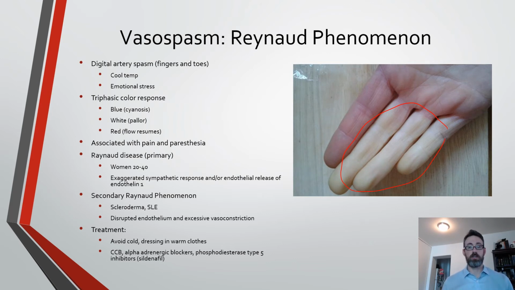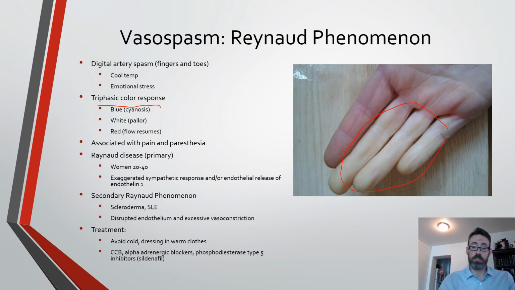What you have is digital artery, so in the fingers, artery spasm. This can occur in the fingers and toes. And you can see in the circle here that pallor region in those three fingers, where you can actually get such severe vasospasm that it completely restricts flow to that area. And in fact, it can cause what we call a triphasic color response.